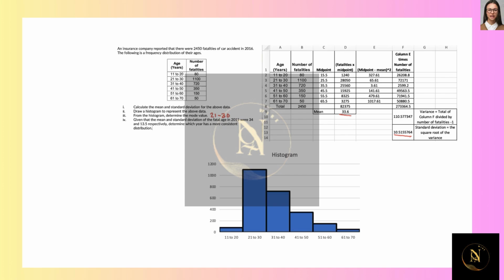Then, given the mean and the standard deviation of the fatal age in 2015 were 34 and 13.5 respectively, determine which year was more consistent distribution. So the year that was honestly the more consistent distribution was 2016, because the standard deviation is smaller, which means that the numbers are closer to the mean.